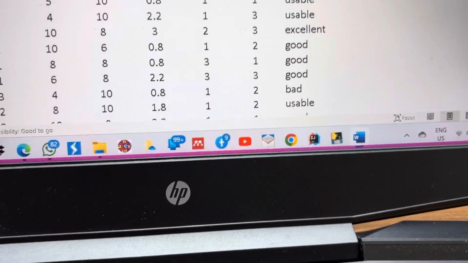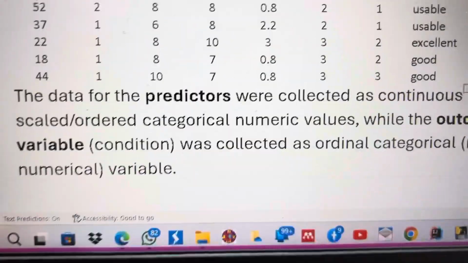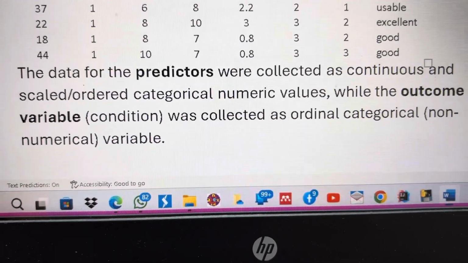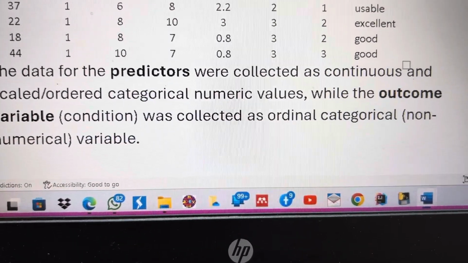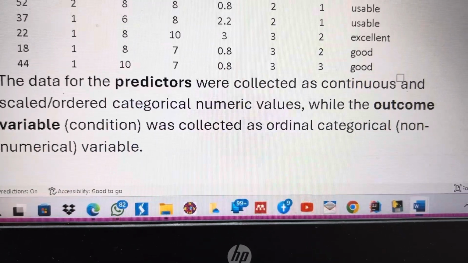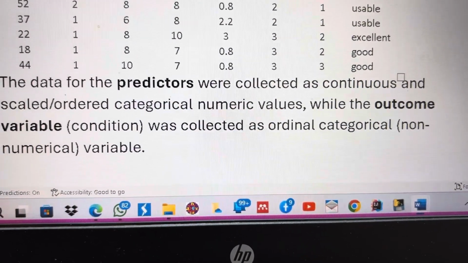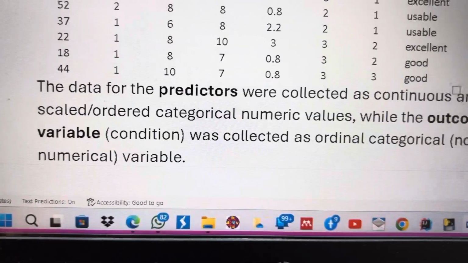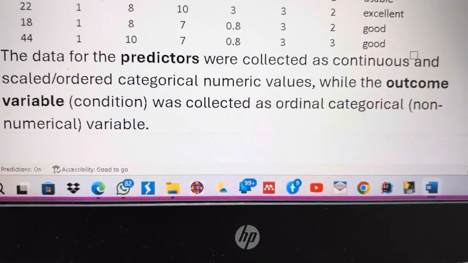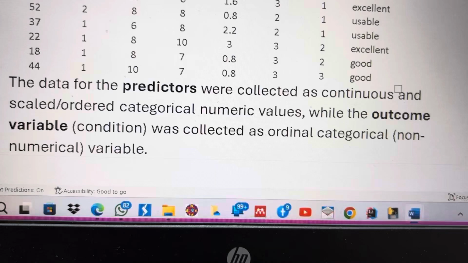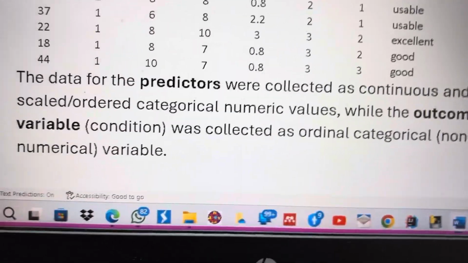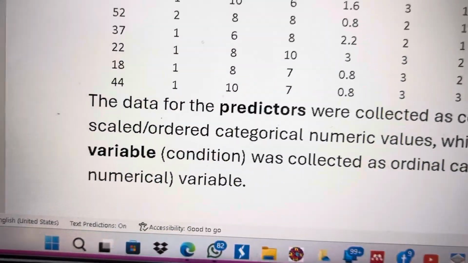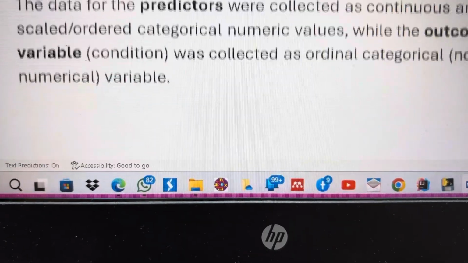Now, the data for the predictors were collected as continuous and ordered, or scale ordered categorical numeric values, while the outcome variable, that is the condition, was collected as ordinal categorical, that is non-numerical variable, as we have just seen.